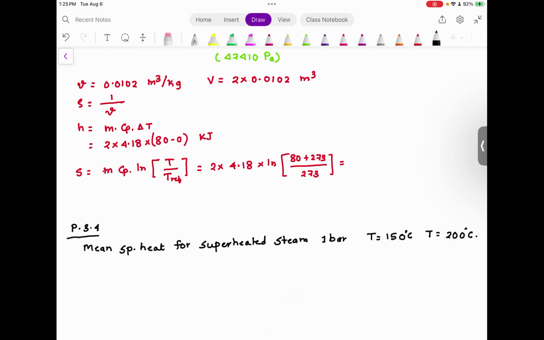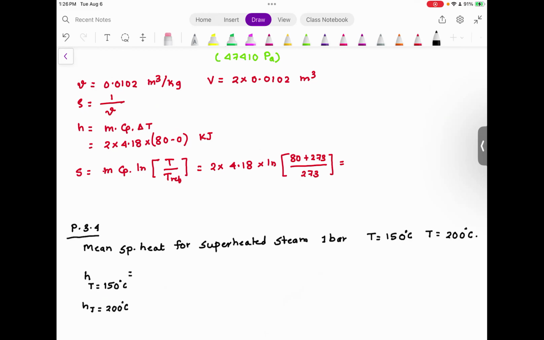Now the question is, how do we find out this superheated mean specific heat? Now mean specific heat is also called the average specific heat. So first and foremost, I want you to tell me what is the enthalpy of the steam when temperature is 150 degrees C. What is the enthalpy of the steam when the temperature is 200 degrees C?